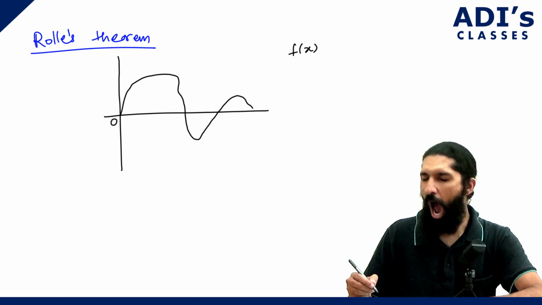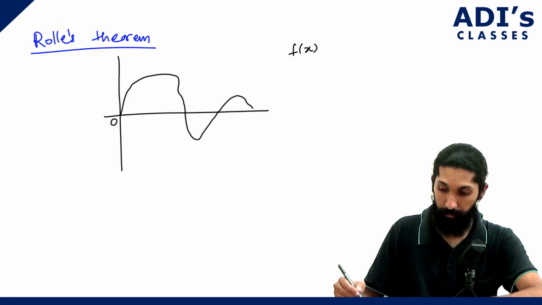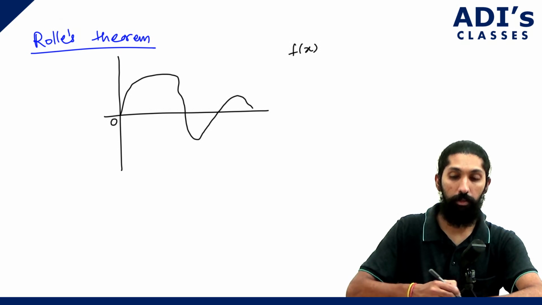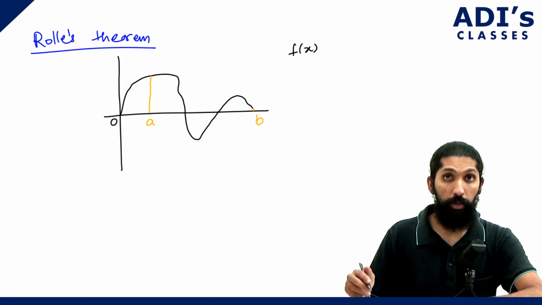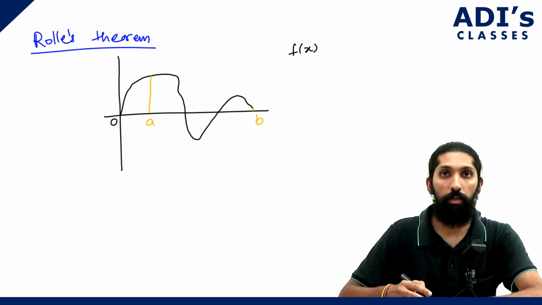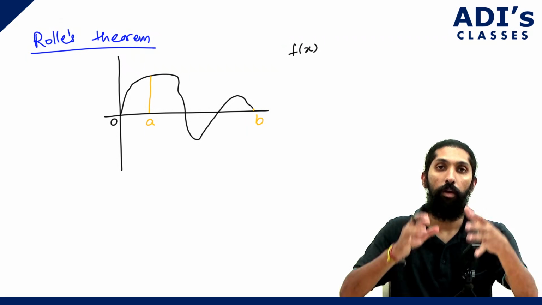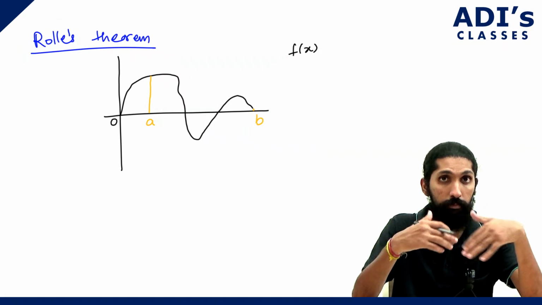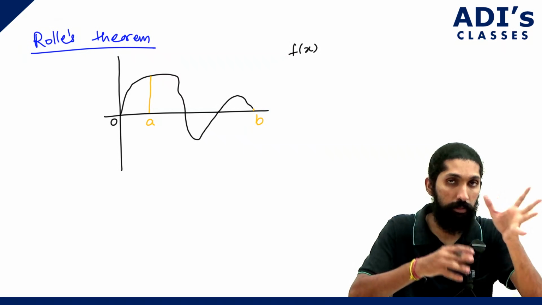Here we are going to take 2 points. Let's mark 2 points here. Maybe we can call this point A, and let's say this point is B. So we have 2 points A and B. When you have points A and B, you're going to have f of A and f of B, correct? We'll come to f of A and f of B later on. What does Rolle's theorem state?